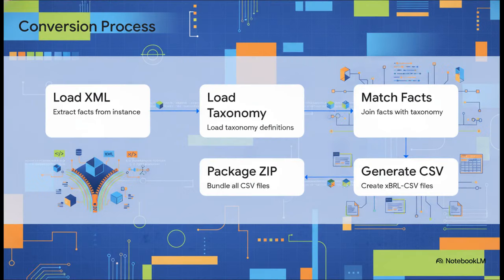Let's walk through how this works in reality, say with a conversion tool like XBridge. The process the API runs follows very clear, logical steps. Step 1, it loads an existing XML instance to extract the raw facts. Step 2, it loads the taxonomy definitions. Step 3, and this is where it gets exciting, the API matches and validates those instance facts against the definitions. Step 4, it then generates those highly compressed XBRL CSV files and tables. And finally, Step 5, it packages everything neatly into a zip archive. It's just a perfectly streamlined API-driven workflow.